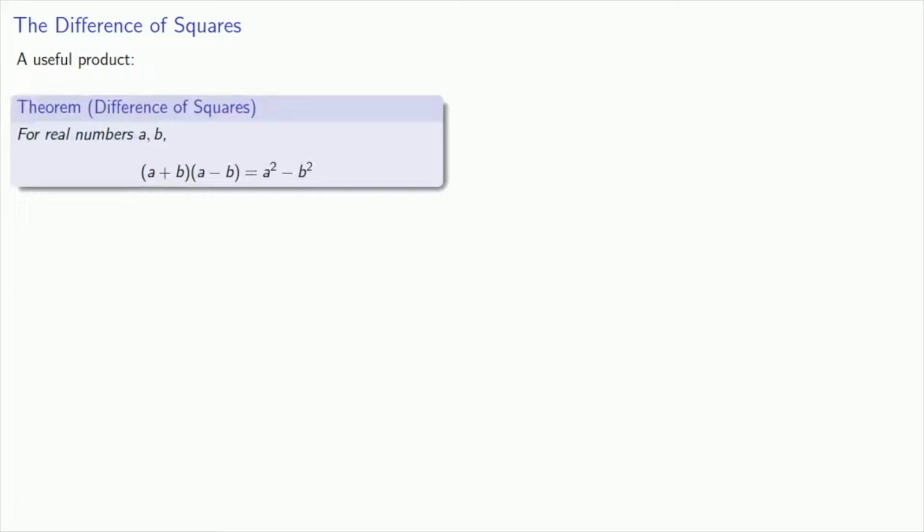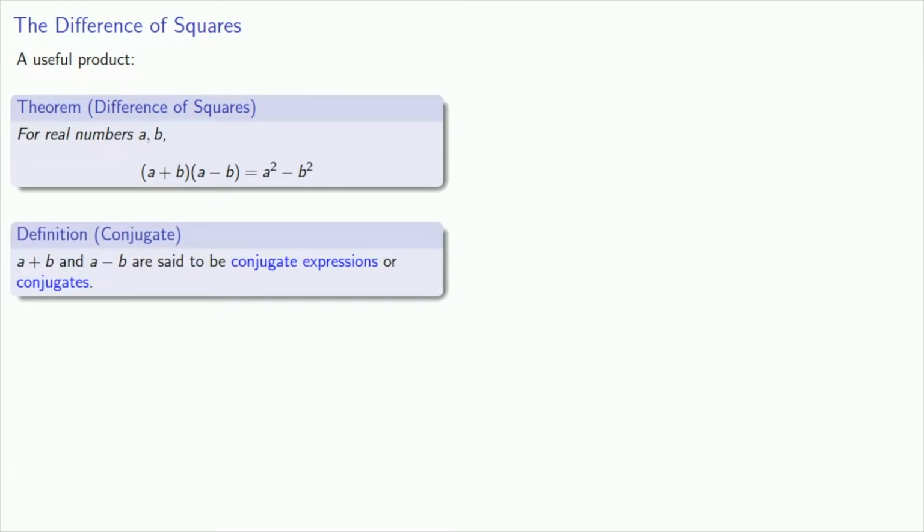For any real numbers a and b, the product (a plus b) times (a minus b) is equal to a squared minus b squared. And this leads to a useful definition. We say that a plus b and a minus b are said to be conjugate expressions, or conjugates. Remember, definitions are the whole of mathematics.